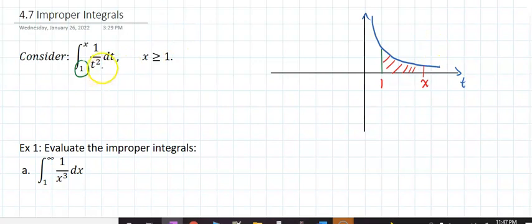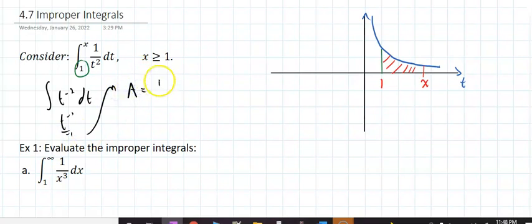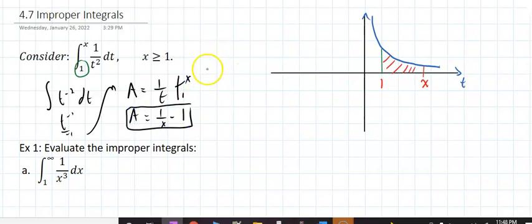So I know how to integrate this. This is really the integral of t to the negative 2 dt. So that is, add 1 to the power, divide by that. So the area is 1 over t evaluated from 1 to x. Plug x in, plug 1 in, and there it is. That's the actual area.